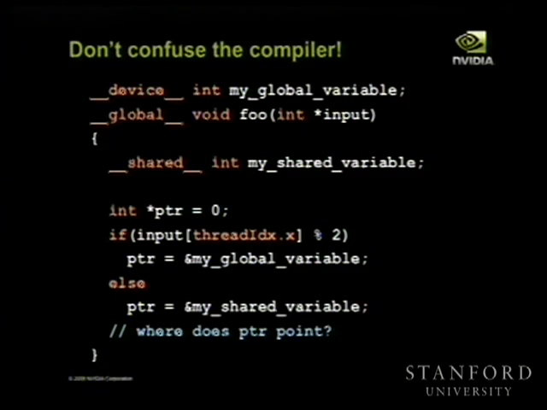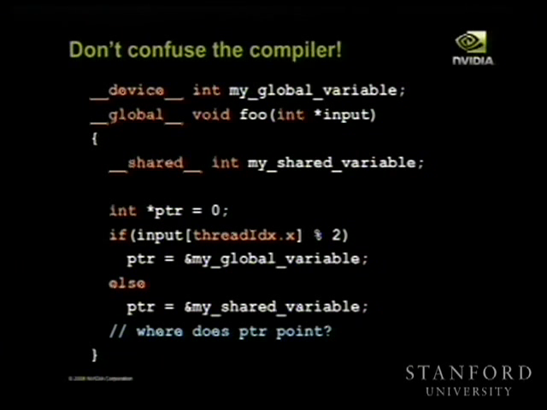So let's take a look at some code here. In this code, I've got a global variable, my global variable, and I've got a shared variable, my shared variable, and I do some pointer arithmetic, right? So at the end of this code, where does pointer point? Does it point to the global memory space, or does it point to the shared memory space?